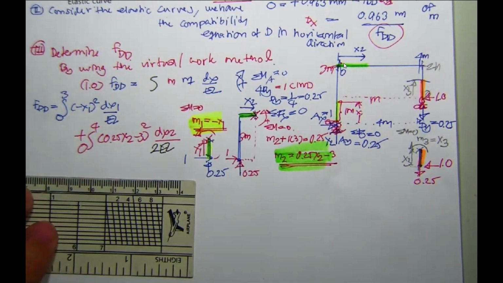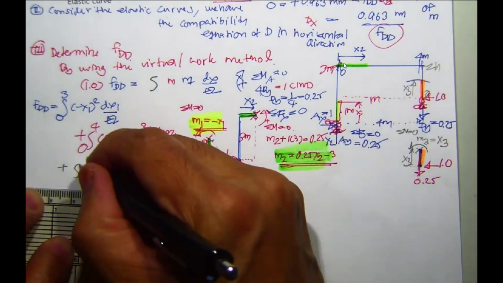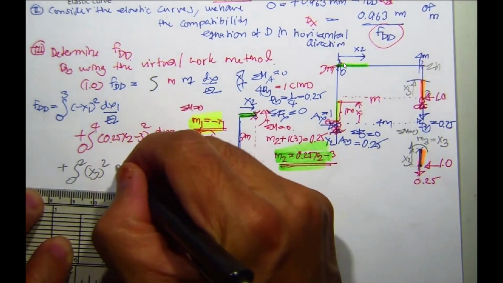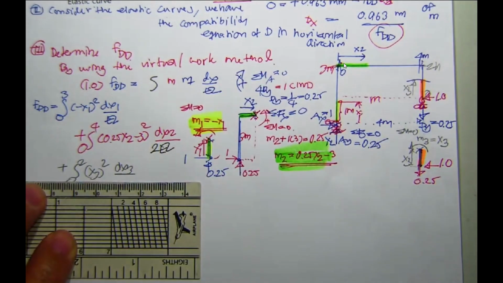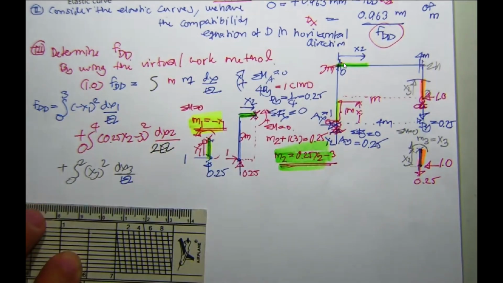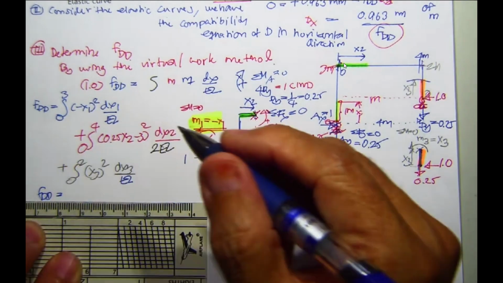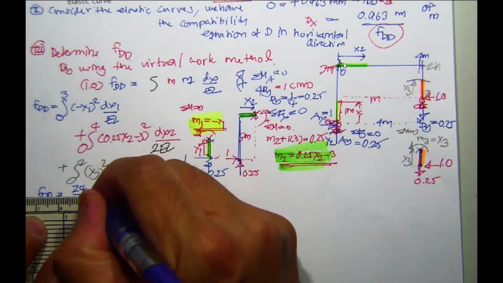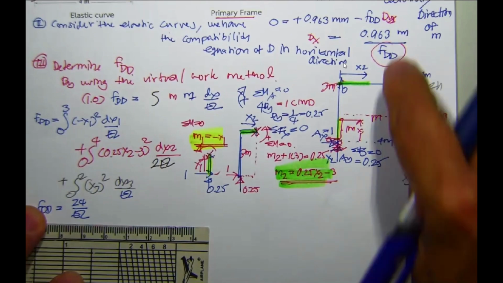And then the last one, integrate from 0 to 2. This is going to be x3 squared, dx3 over EI. When you do everything, you should get f sub dd. I got it already, it is over the EI.